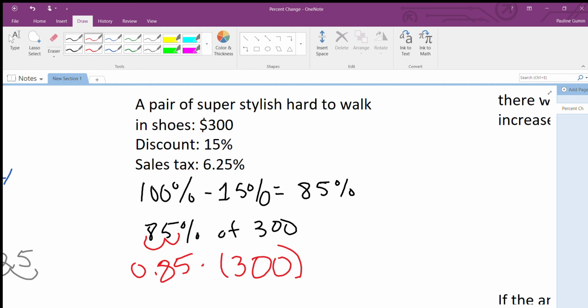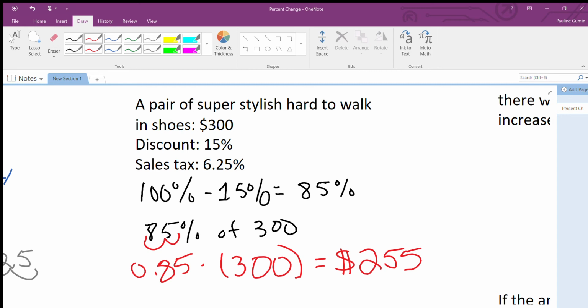times 300. All right, let's plop that into our calculator. Wow, that's a nice discount. $255 for these super stylish hard to walk in shoes. Not something I'd buy, but you know, everyone has their own thing. All right. So now we're set on buying the super stylish hard to walk in shoes because they're $255.